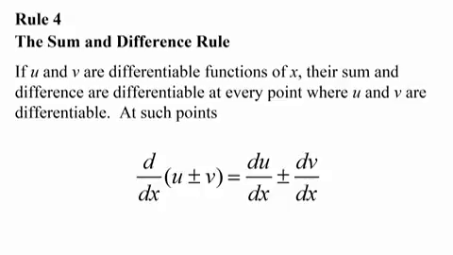The sum and difference rule. If u and v are differentiable functions of x, their sum and difference are differentiable at every point where u and v are differentiable. At such points, the derivative of u plus or minus v with respect to x is equal to the derivative of u with respect to x plus or minus the derivative of v with respect to x. Now we should try some examples.